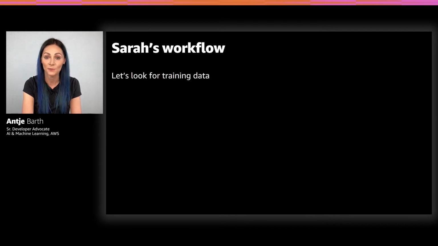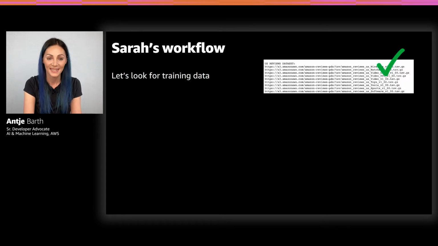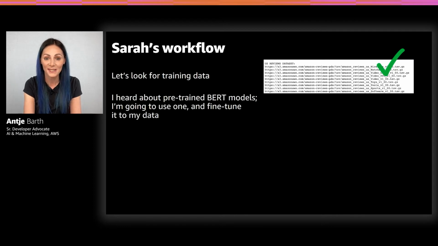So let's have a look at Sarah's workflow. Everything starts with high-quality data. And luckily, we do have a public dataset available, the Amazon Customer Reviews dataset, which consists of over 150 million reviews from the Amazon.com marketplace. So let's use that one. Then, Sarah also heard that there are pre-trained BERT models available. That means she doesn't have to train the model from scratch. She can rather use one of the pre-trained ones and really just fine-tune it to this specific data set. So I think that's a good choice.